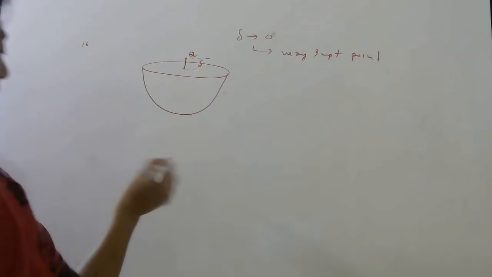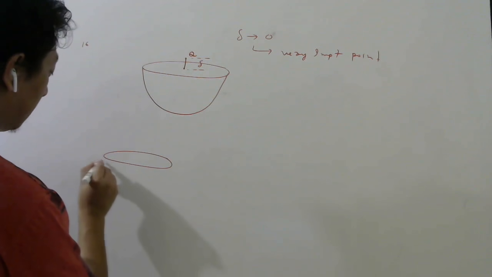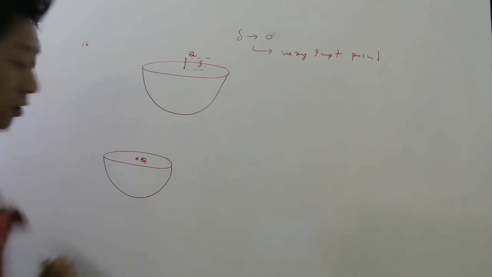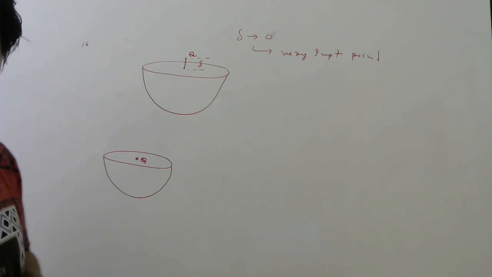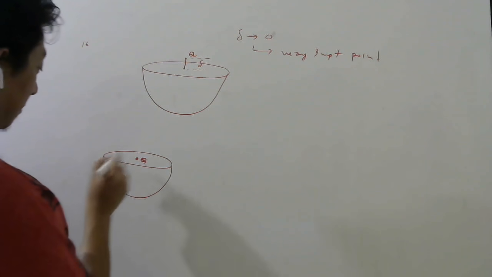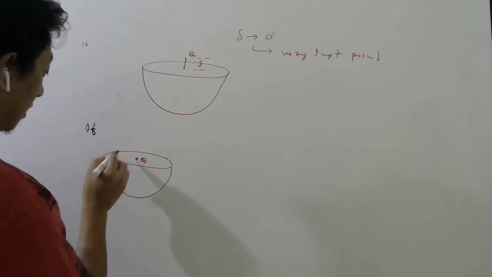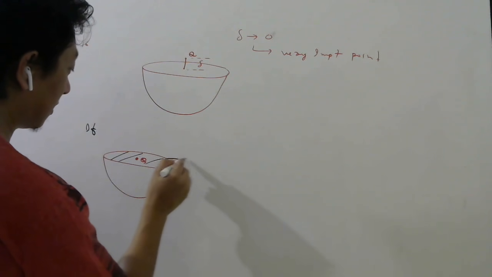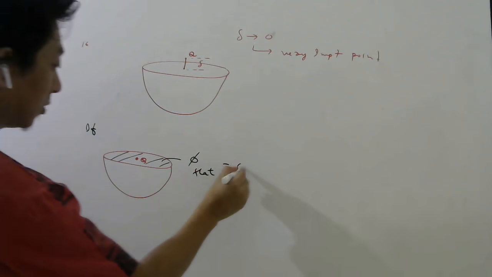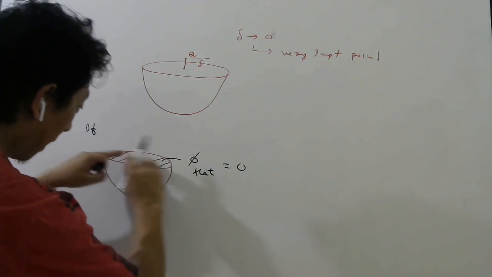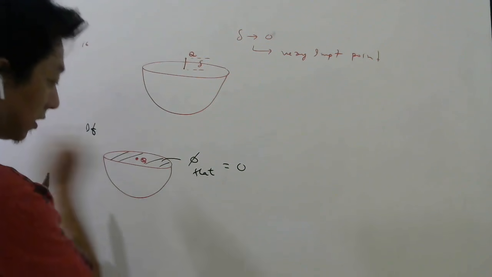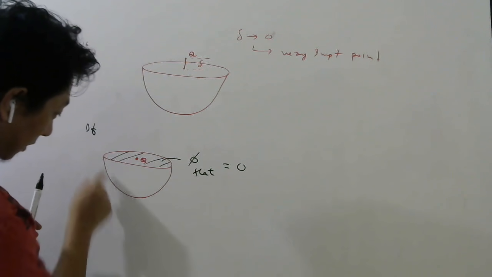So now think this way. Look carefully. Suppose I keep the charge here itself, not above, but here itself. Then what will be the flux through the flat surface? If I keep the charge here, what will be the flux through this flat surface? It will be 0, because any line you draw will be parallel to this surface, and these lines of electric field will not cut this surface, they will cut the curved surface, not the flat surface.